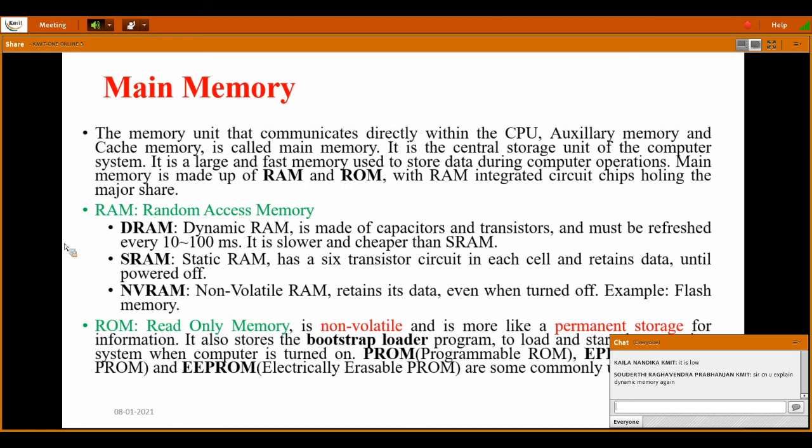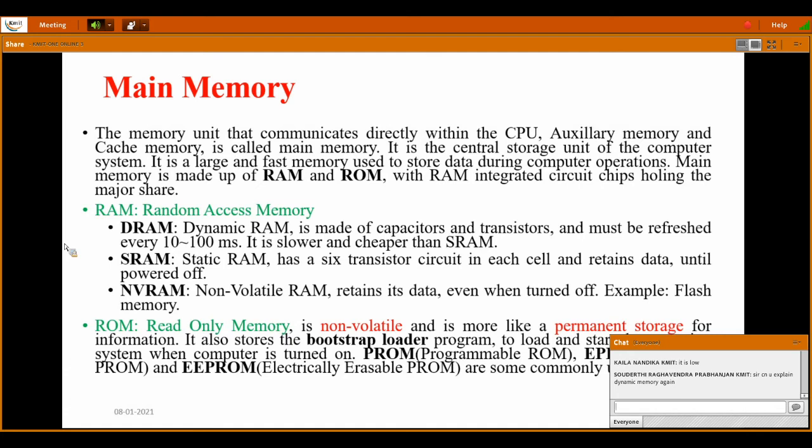Go to the ROM, read only memory. What is the ROM? It is non-volatile and it is more like a permanent storage for information. It also stores the bootstrapping program to load and start the operating system when the computer is turned on.